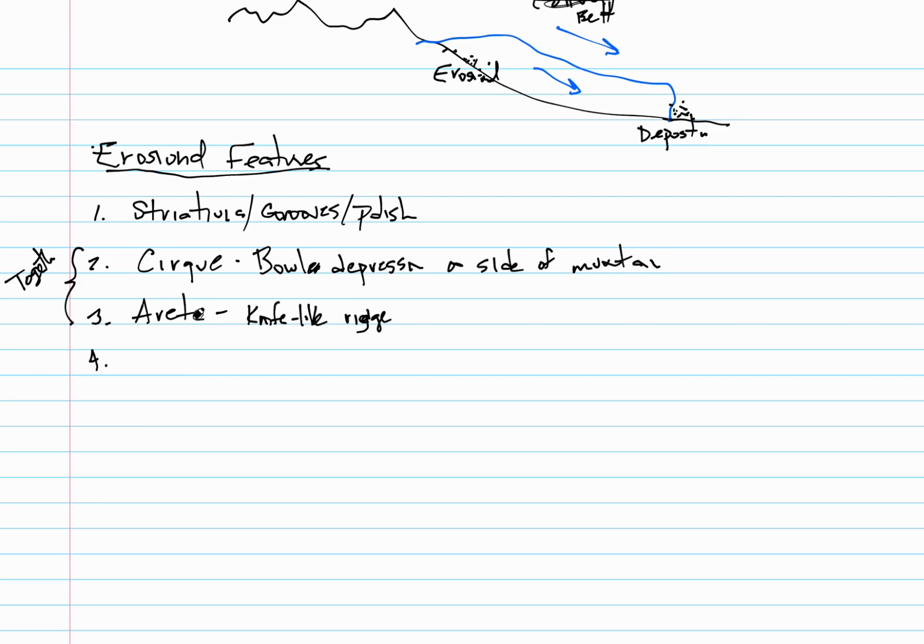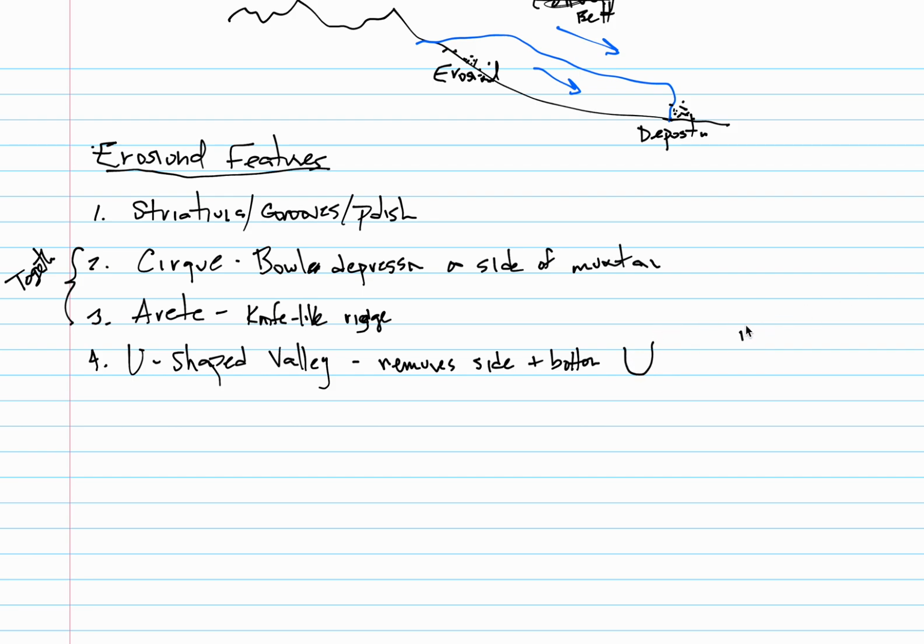Number 4 is a U-shaped valley. When a glacier carves a valley, it forms in a U shape because when erosion occurs, it removes the sides of the valley plus the bottom, both of them at the same time, which creates this U-shaped bevel.